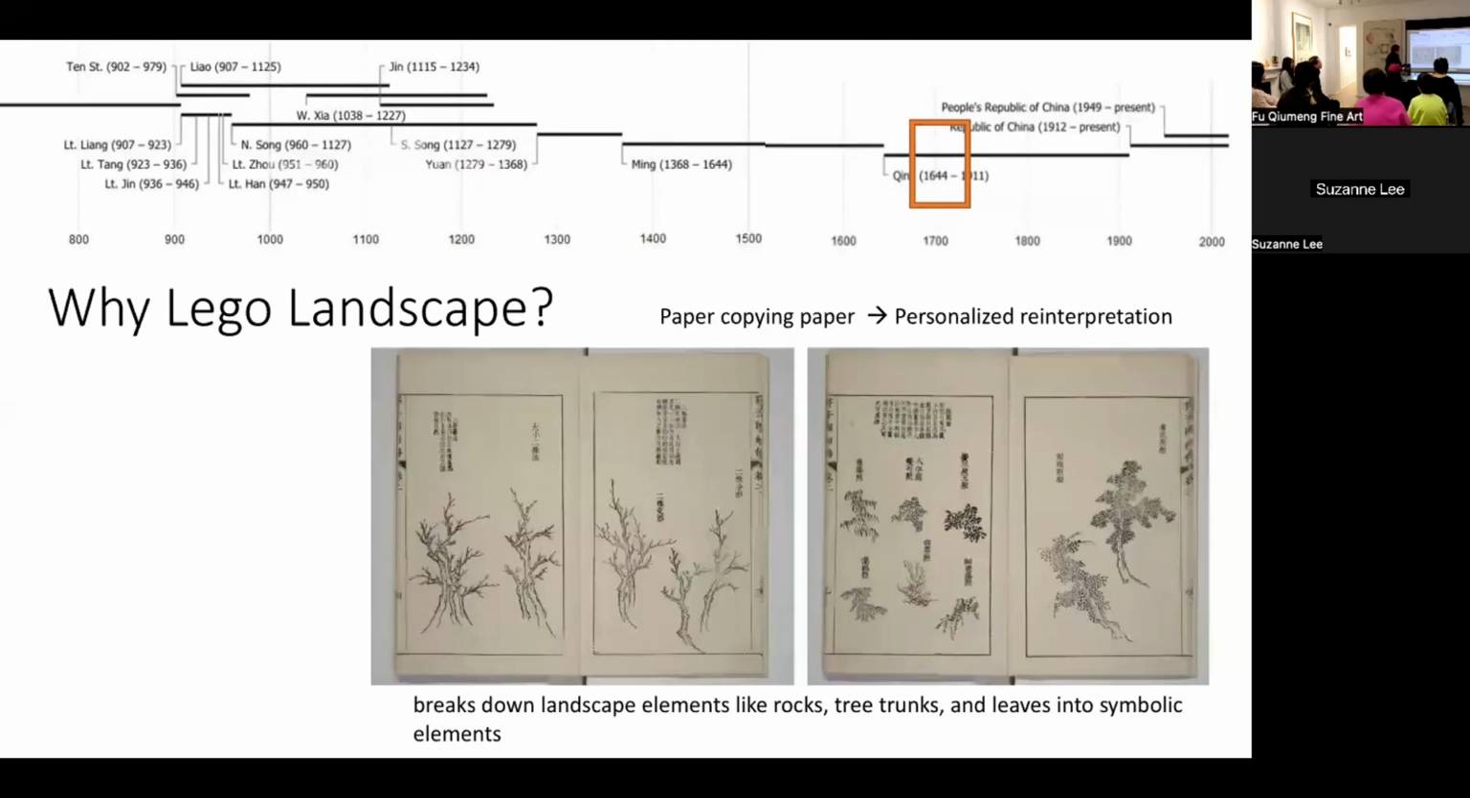We can see from the pages inside that this manual tries to break down landscape elements like rocks, tree trunks, as well as leaves into basic visual elements. So when we learn Chinese painting, we copy from these elements and learn how to paint them. And then after learning these elements, we reassemble these elements into a landscape painting.